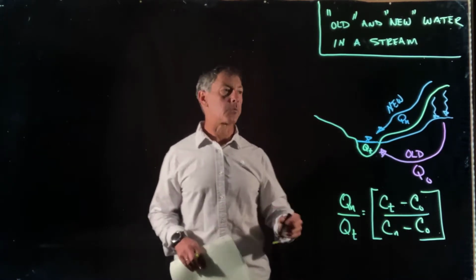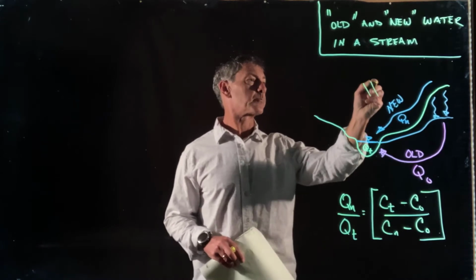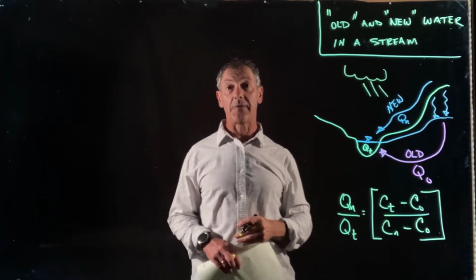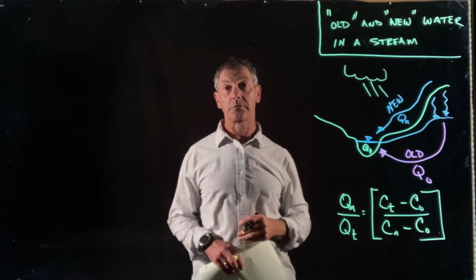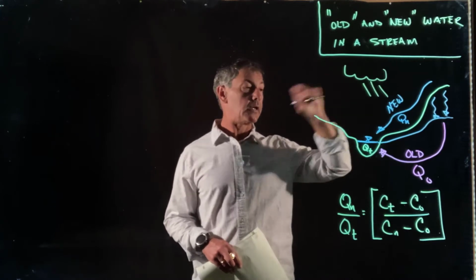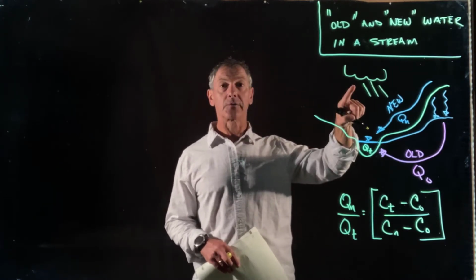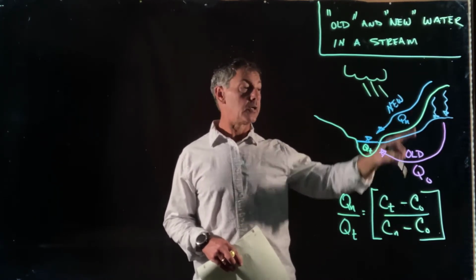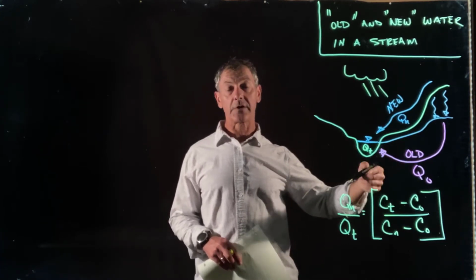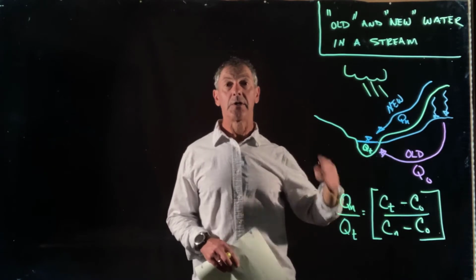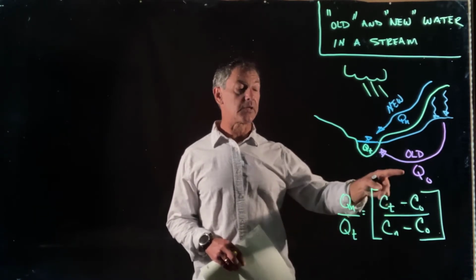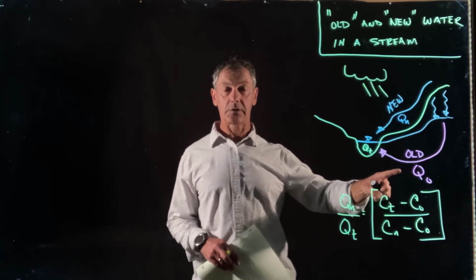So if we had rainfall, you would expect that rain would have a pretty small concentration of chloride, right? And so this concentration of chloride is going to be quite small. We would probably expect that the groundwater is going to have a much greater concentration of chloride because there's all these minerals in there that are able to dissolve.